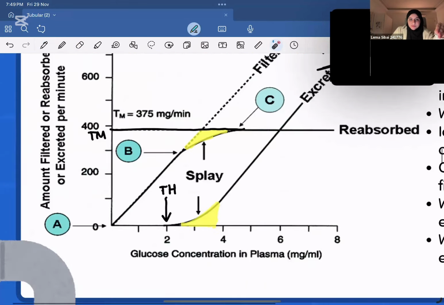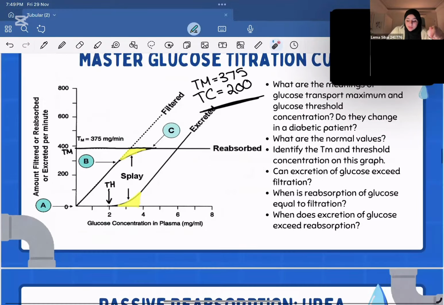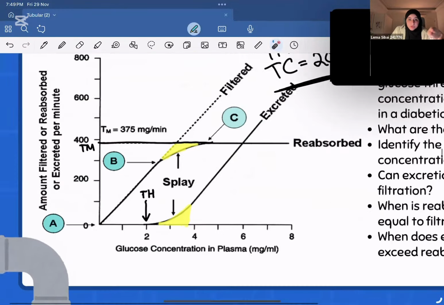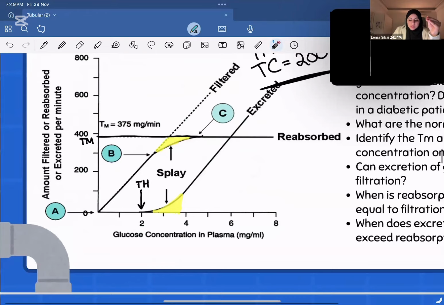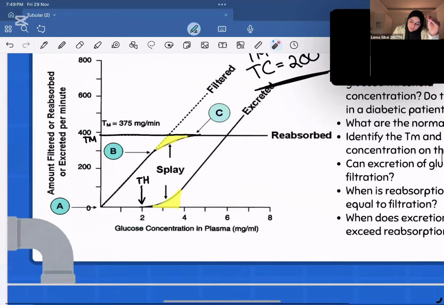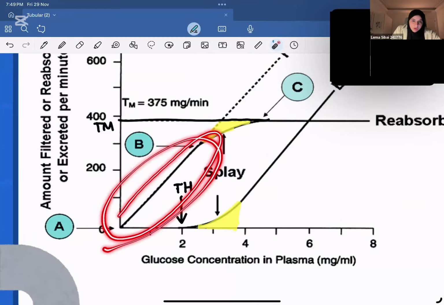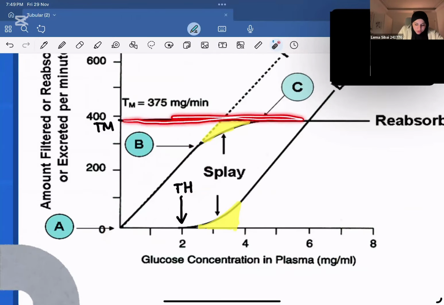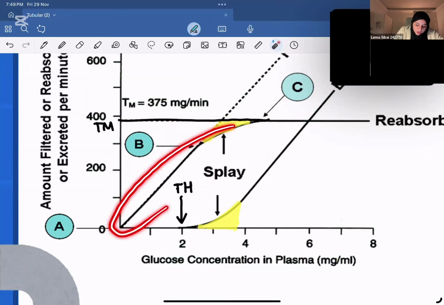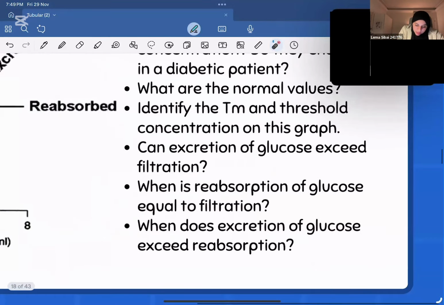Does anyone know? At threshold. You're onto something. Reabsorption is equal to glucose filtration all over here. So what is this called? When it's below the transport maximum. Any number below the transport maximum is going to be equal to the reabsorption. This is what I wanted you to know. So over here is when it's below the transport maximum.